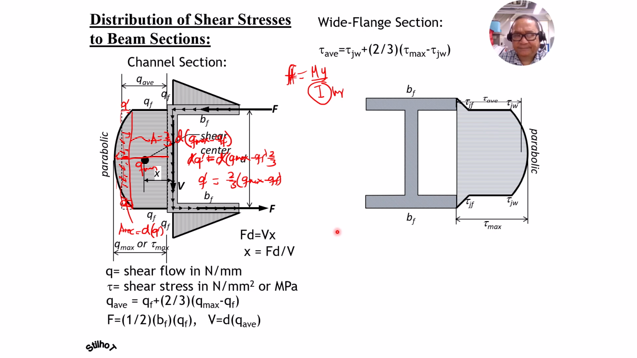then tau average, then tau max, already designated, thickness of the flange, TF, thickness of the flange, and of course the depth, overall depth is T. This is the width of the web denoted by T sub W, and the depth.